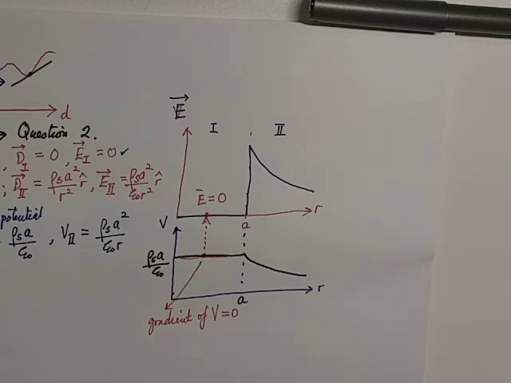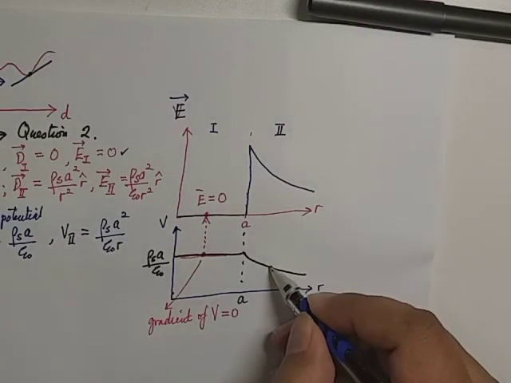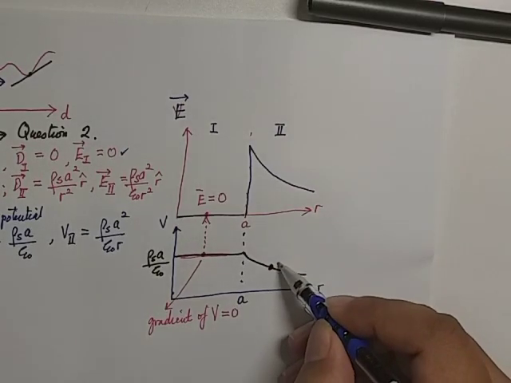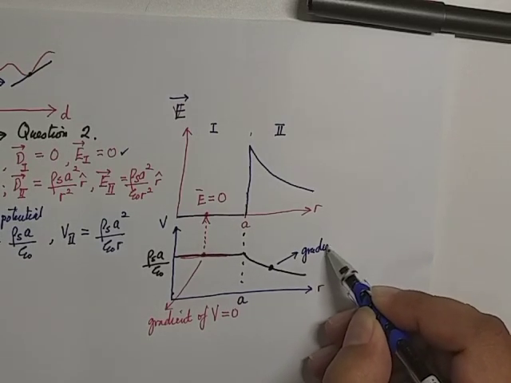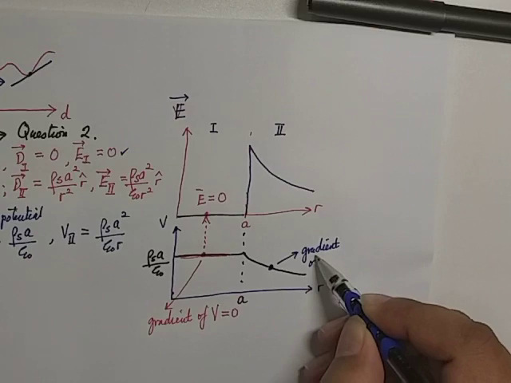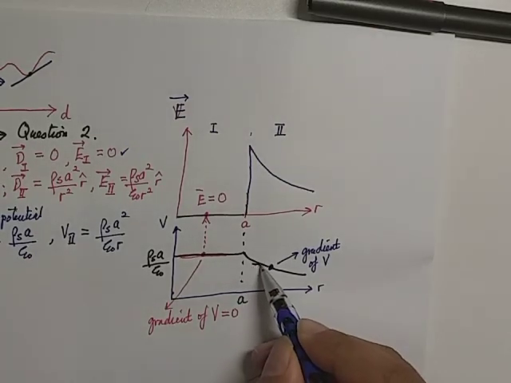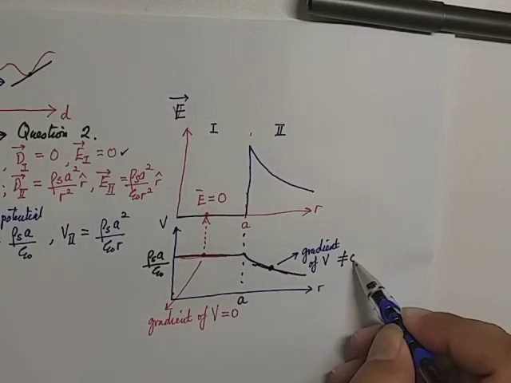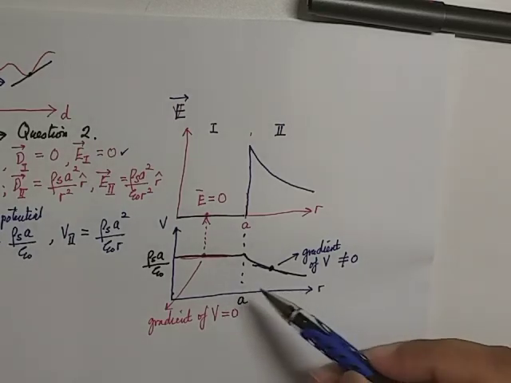Okay, so let's test again at region number 2 now. Let's ask ourselves, what should be the gradient of V at this particular position? Gradient of V, meaning the slope here. And we can see the slope is not equal to 0 because there's a slope there. Okay, the slope is negative.